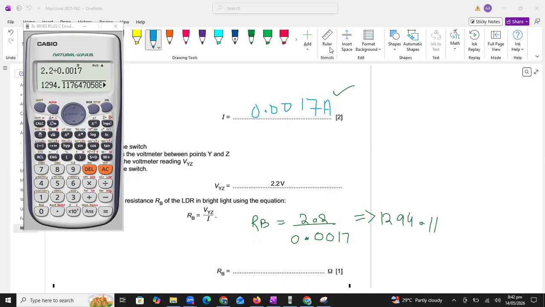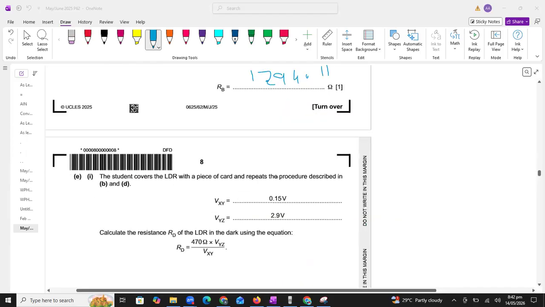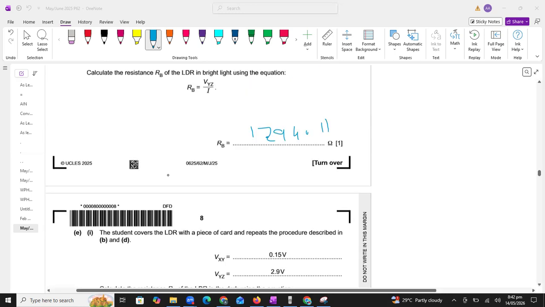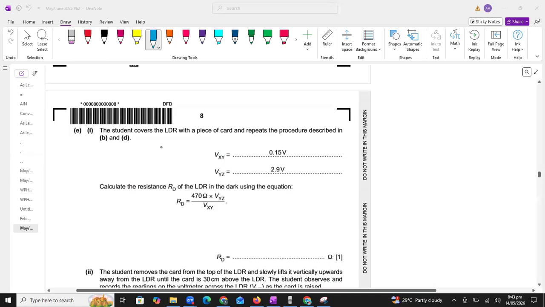1294.11 ohm. Are you understanding this calculation, students? Any confusion here, beta? All right. Now you can see these questions are very easy and simple. We have done this part as well. Now in part E1, they are saying the student covers the LDR with a piece of card. You can see this reading we calculated when the bright light is shining on the LDR. Now the student covers the LDR with a piece of card and repeats the procedure described in parts B and D.